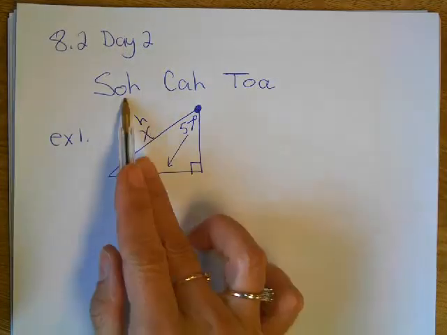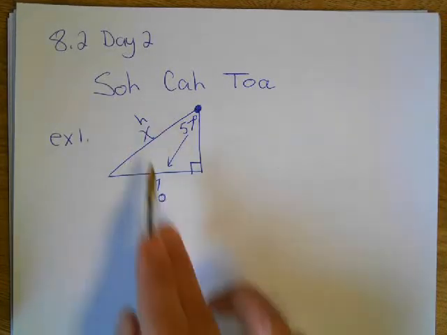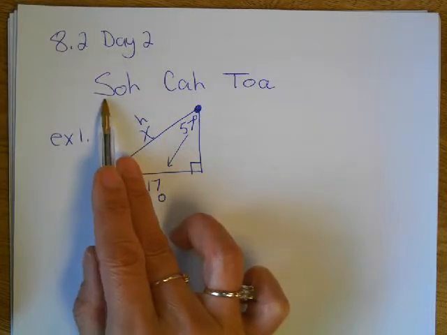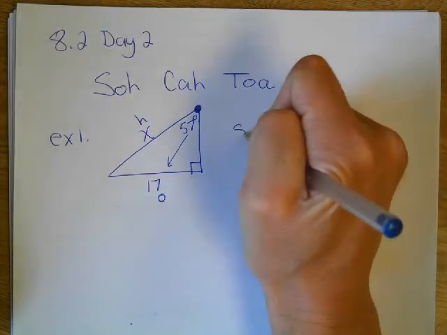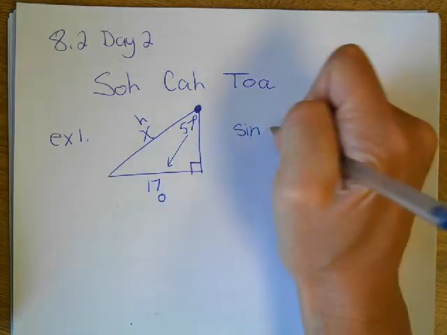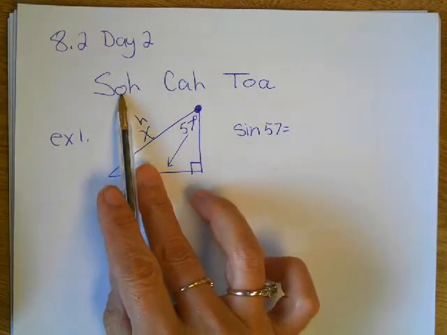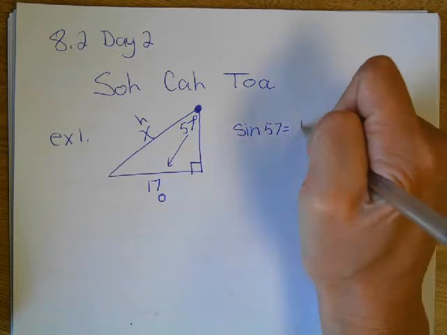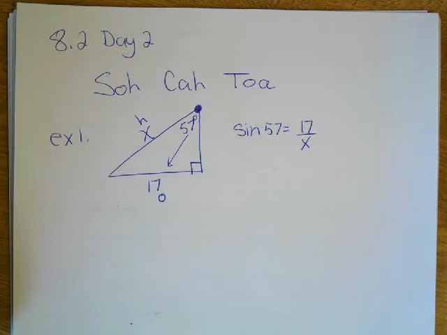So now I'm looking for which one of these three ratios works with the hypotenuse and the opposite, and I can see it right here. So now I know I have to set up a sine problem. So the sine, and you always need the angle that you're standing at next to this. So that's the 57 degrees. And I have to set it up, whatever's on the opposite, over the hypotenuse. The opposite is the 17, and the hypotenuse is the x. And now we've just got to solve for x.